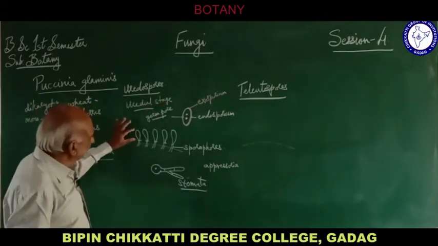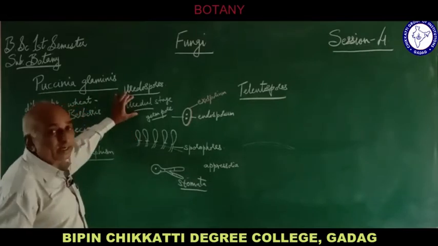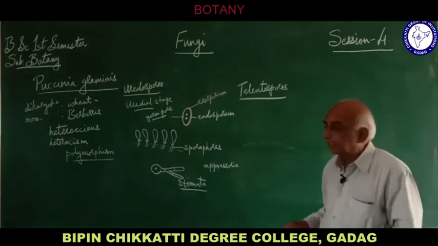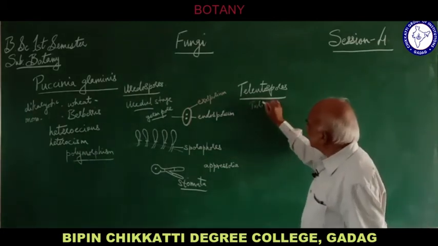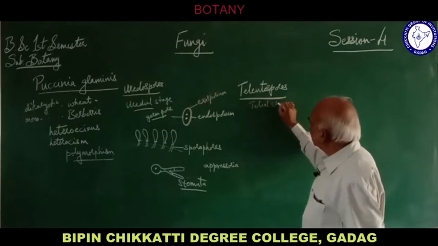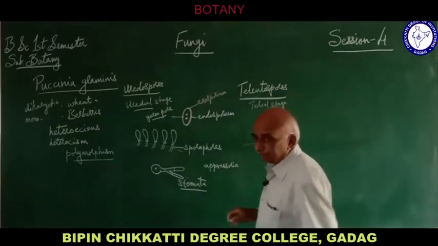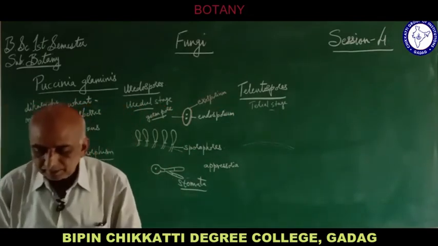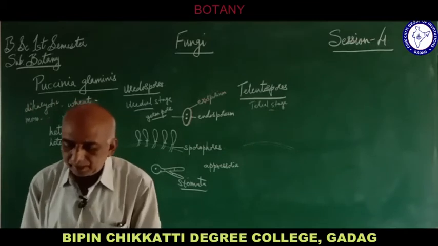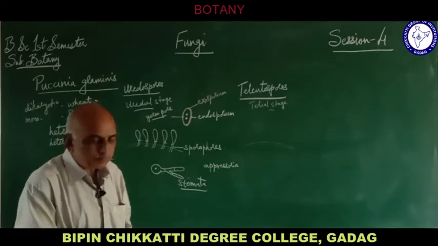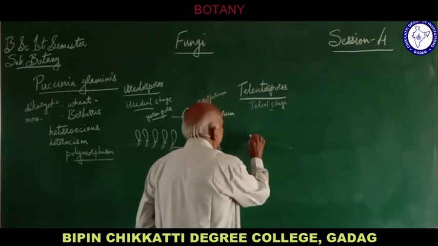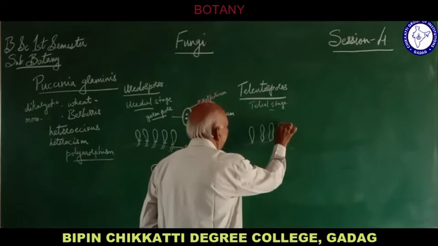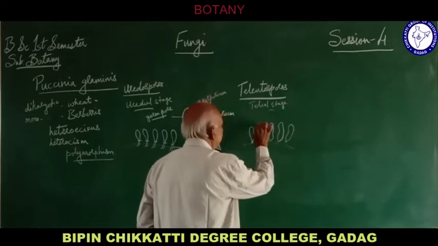So when the urediniospores are produced, it is the uredial stage. But when the teliospores are produced, it is called the telial stage. Now in the telial stage, these teliospores are again produced on the surface of the leaf, and they are also exposed on the surface. Like this, these are the teliospores which are produced on the leaf.